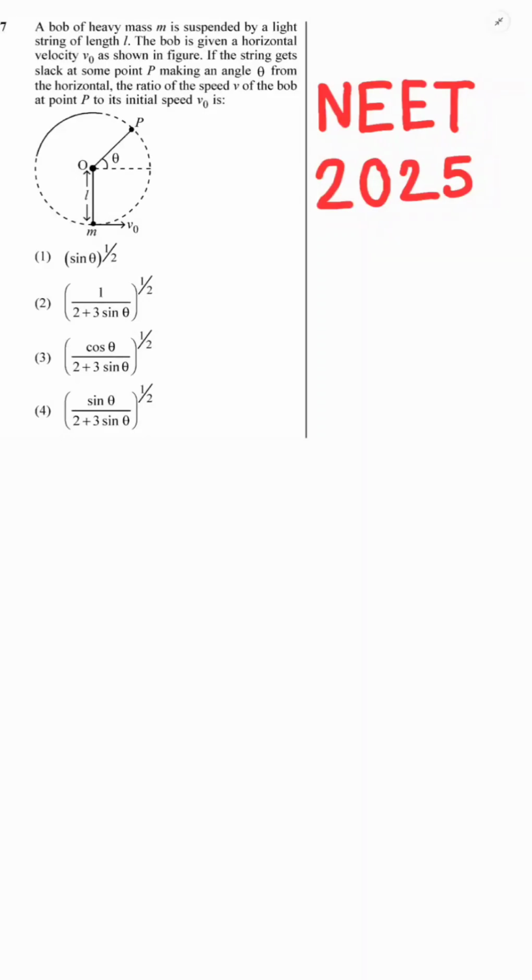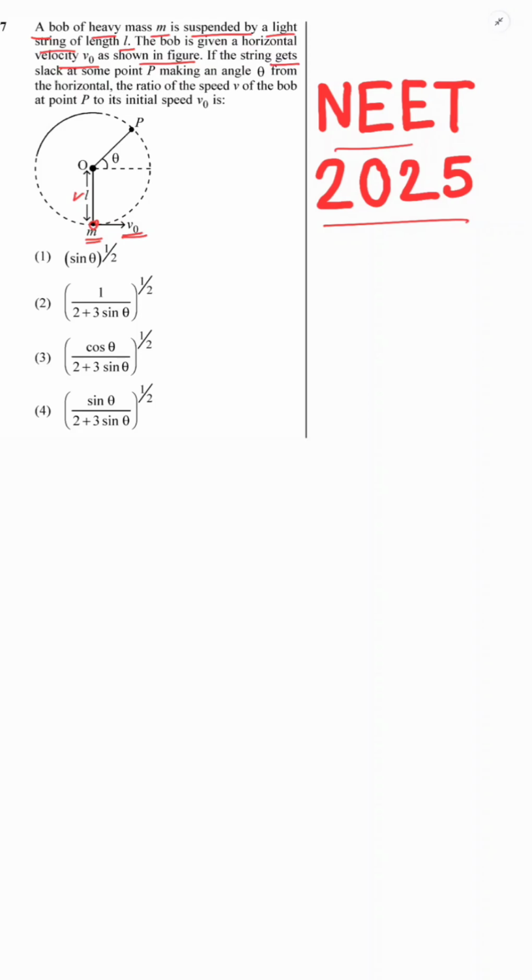Hello everyone. So here we are going to solve one more question of NEET 2025. Okay, so here is the question. A bob of heavy mass m is suspended by a light string of length L. The bob is given a horizontal velocity v0, as shown in the figure.